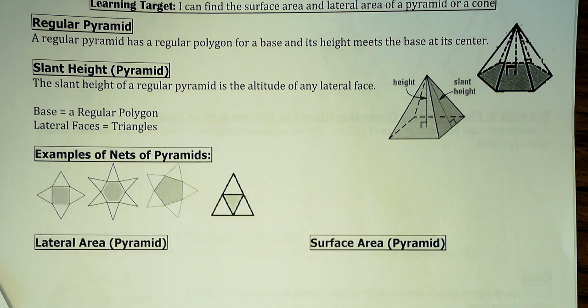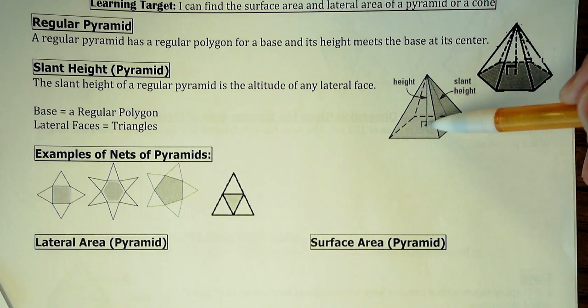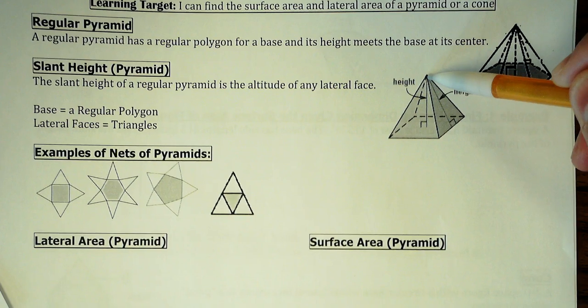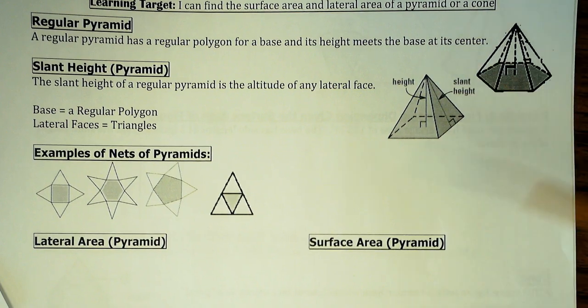Okay, now when you're doing lateral area and surface area, there's two different heights that we talk about. The height of the pyramid is the distance at a perpendicular from the base to that vertex. If you look at a picture here, that's this distance. Now, we will use that for volume, but we will absolutely not use that for lateral area or surface area.